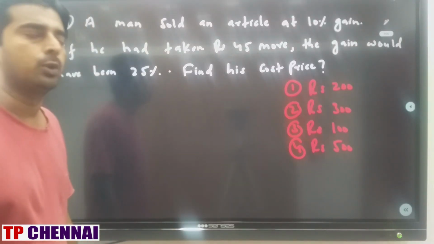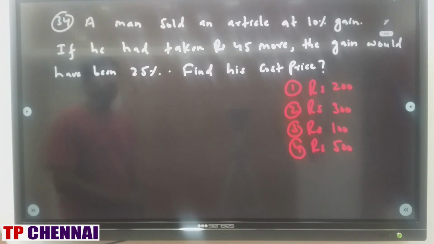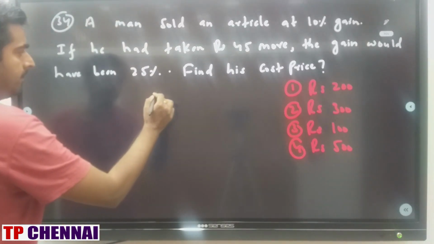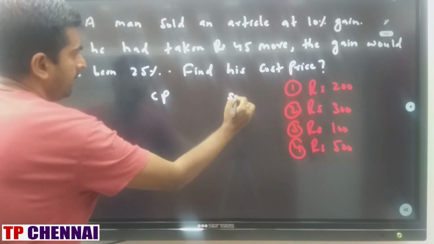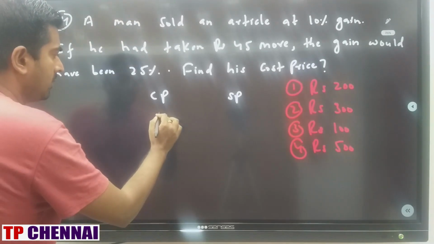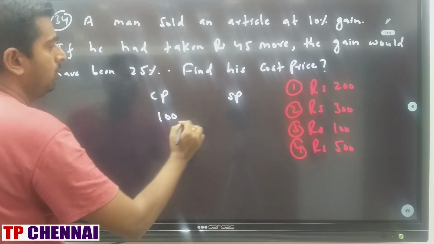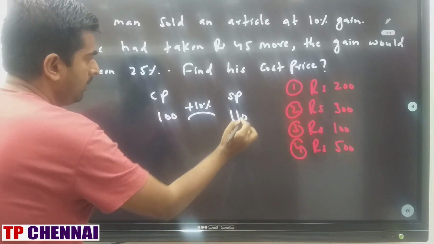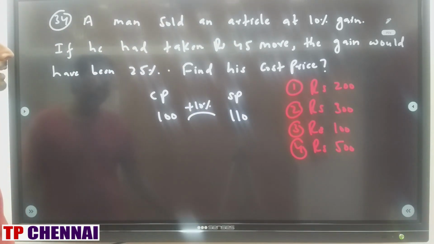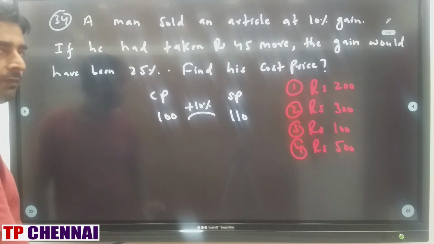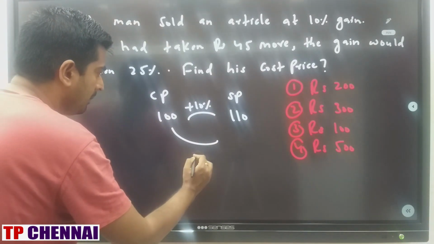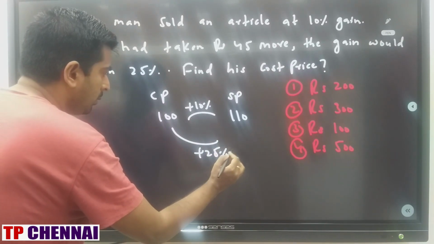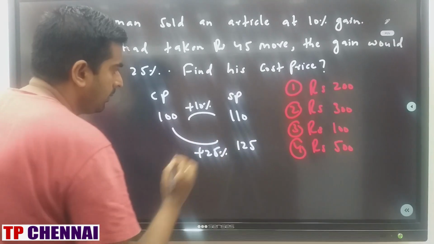So now we will see 34th one. A man sold an article at 10% gain. If he had taken rupees 45 more, the gain would have been 25%. Find his cost price. I am saying that initial cost price is 100. Now gain is 10%. So selling price will be 110. If he had taken rupees 45 more, the gain would have been 25%. CP is same 100, but here gain is how much? 25%. So this is 125.